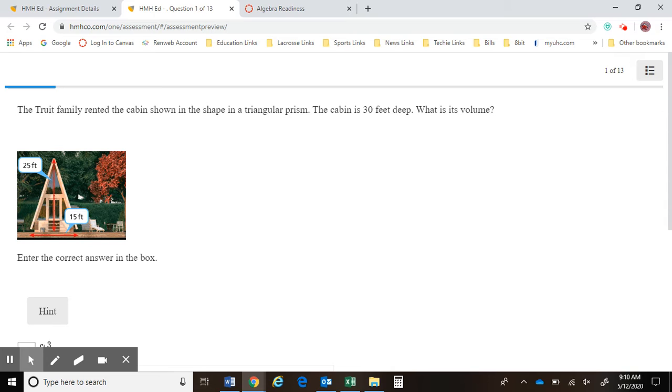The Trout family rented the cabin shown in the rectangular prism. The cabin is 30 feet deep. What's its volume? Taking a look, this shape is a triangle, and it says that it's 30 feet deep. Remember, our formula for volume is area of the base multiplied times the height. That 30 feet, the depth, is going to be my height in this case. So I need to find the area of this triangle.